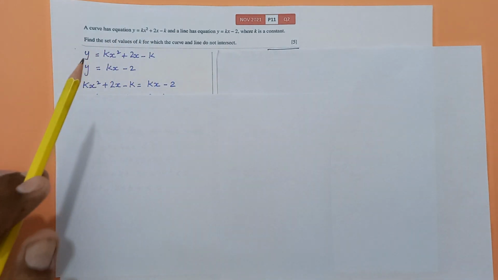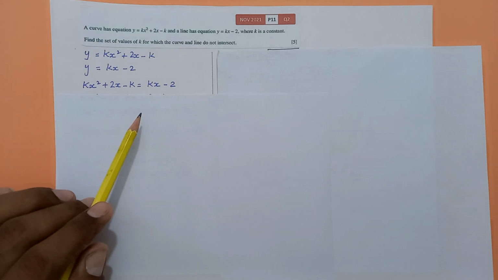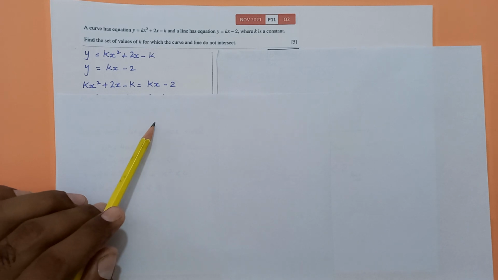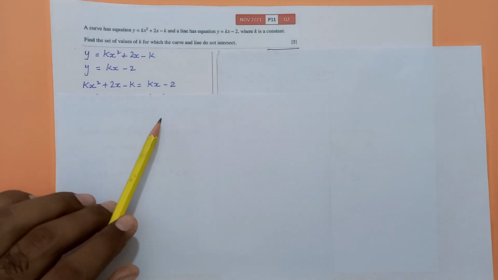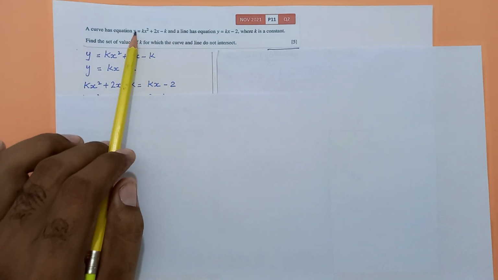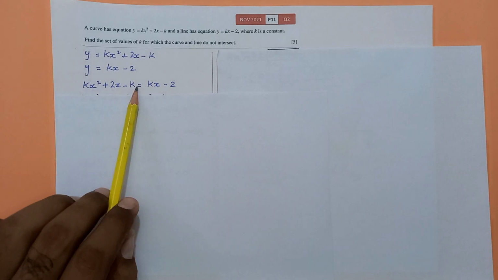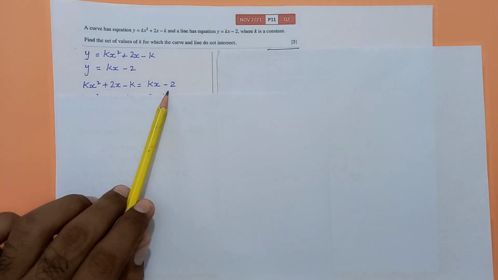That means when we equate both the equations, the discriminant that we take would be less than 0. So the very first step that we are going to do is make both the equation of the curve and the line equal, because both are in the form of y, so let them be equal. So the equation of the curve is equal to the equation of the line.